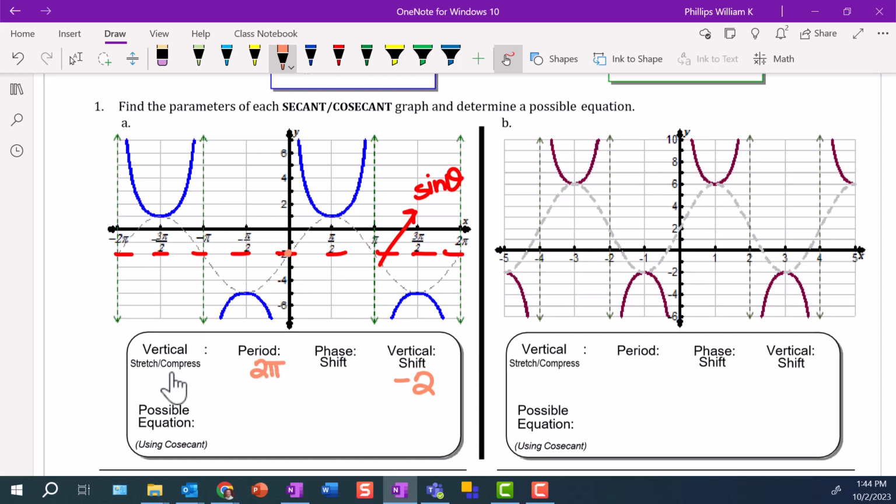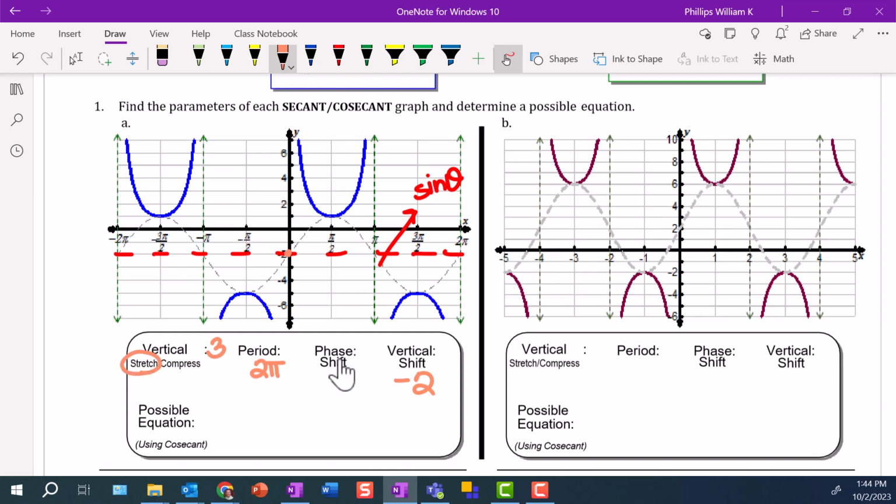The vertical stretch and compress, this is the same value as the amplitude, but with reciprocals, we do not call it the amplitude. We call it the vertical stretch or compress. So here, this would be 1, 2, 3. And because this is larger than 1, this would technically be called a stretch.